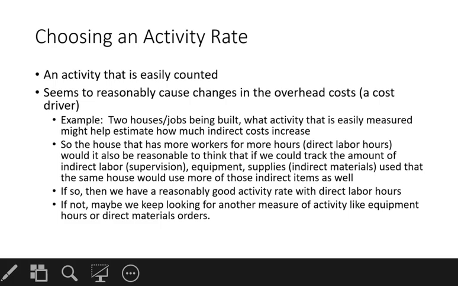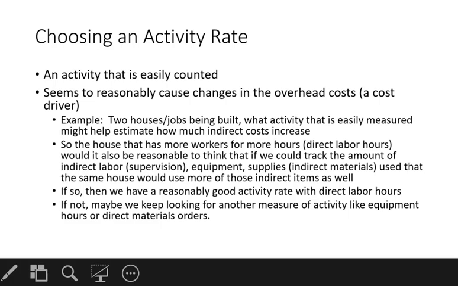That's easy to track. And with that result, if we have more workers, we need more indirect labor, more maintenance, more supervision, more equipment, more supplies. Okay? So if that house had more workers, would it also use more of these other things? And that seems somewhat reasonable. If not, if it doesn't seem reasonable, if it doesn't make sense that that would be the case, then maybe we need to look at something else. But this could be, direct labor hours is a possibility, okay?